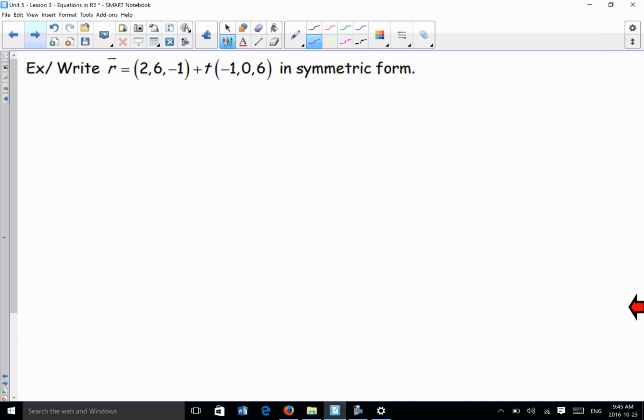Yeah, so let's give this one a try. Symmetric form, really quickly, using the idea we just did. So x minus the value over the direction. Y minus the value over the direction. Well, that's weird. And z minus the point, so plus 1 this time, over the direction.